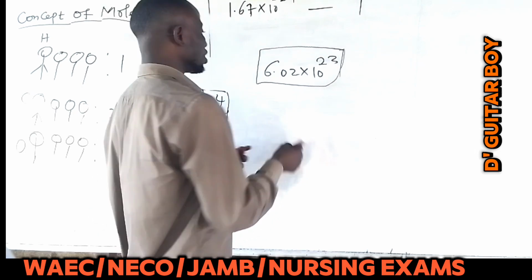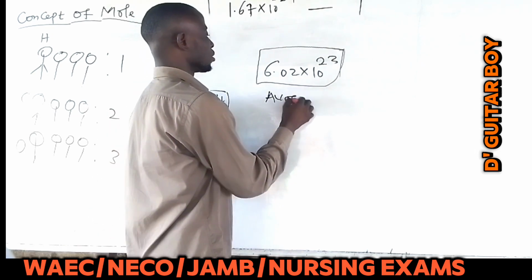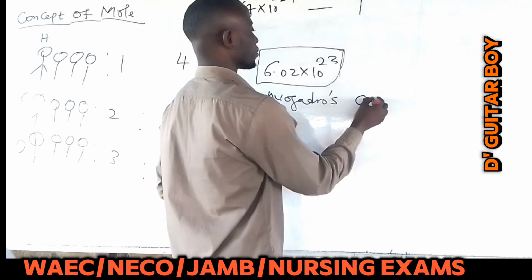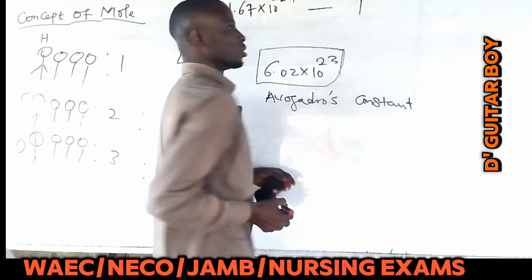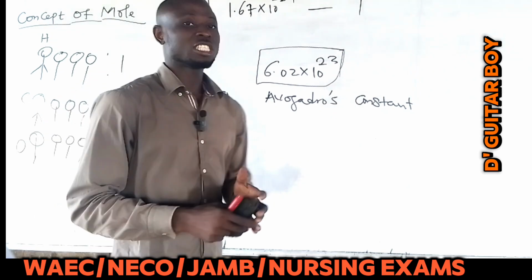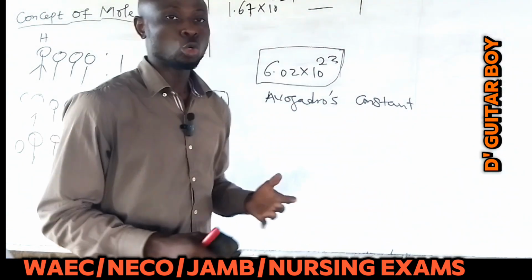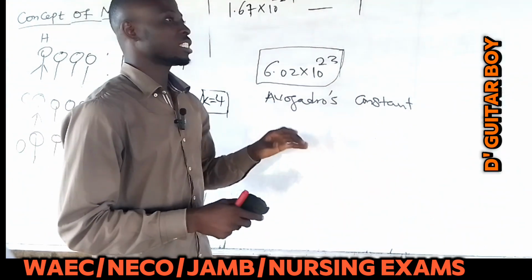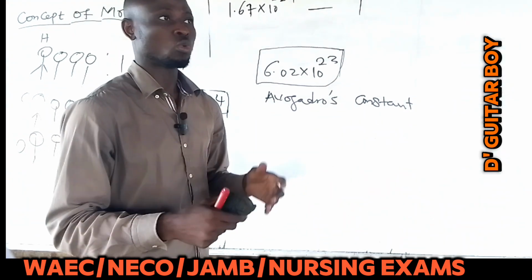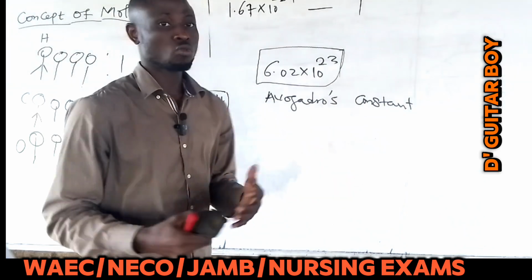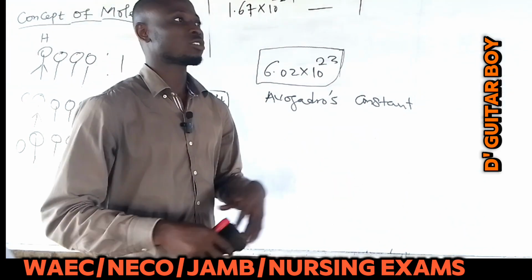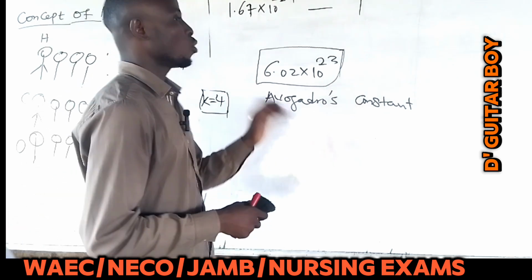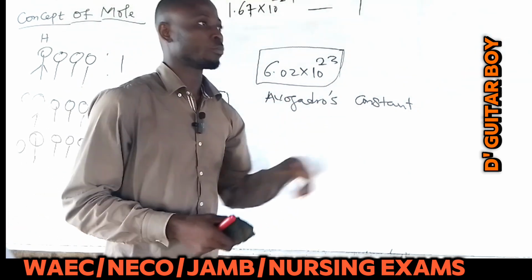Avogadro's number, or Avogadro's constant. So this Avogadro's constant is now called a mole. We will use this Avogadro's number to define a mole. If they ask you what a mole is, a mole is a substance that contains the Avogadro's number of particles. A mole is a substance that contains this number of particles.